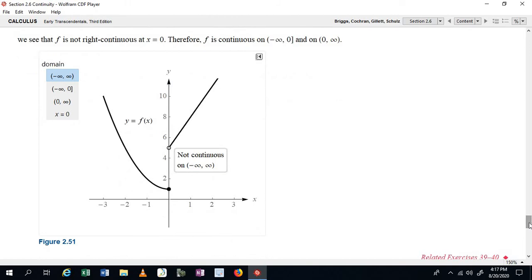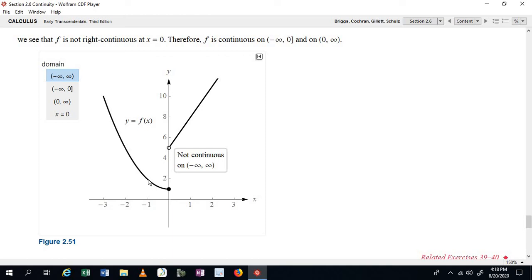Now, let's see what intervals this function is continuous on. So I think you can see, starting at negative infinity, you can draw this graph without lifting up your pencil all the way up until you get to this point up here. So it appears to be continuous from negative infinity all the way up until 0. And now the only question is, do we include 0? Well, we would include 0 if it's left continuous at 0.